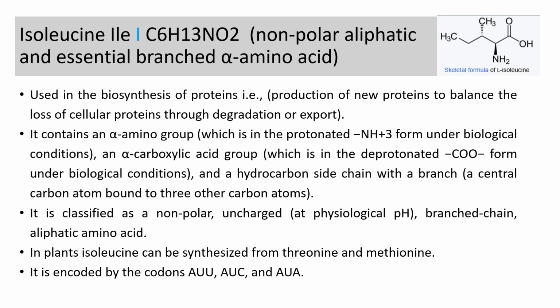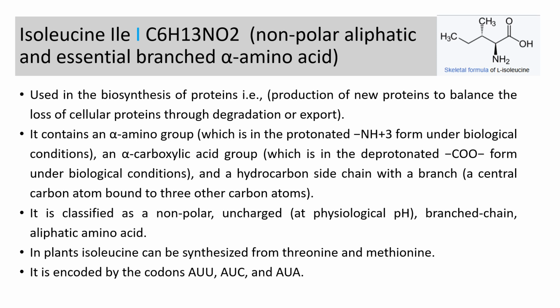What is isoleucine? Isoleucine, molecular formula C6H13NO2, is a non-polar aliphatic and essential branched alpha amino acid used in the biosynthesis of proteins, the production of new proteins to balance the loss of cellular proteins through degradation or export. All right, so it is very, very important. It contains an alpha amino group, which is protonated under biological conditions, an alpha carboxylic acid group, which is deprotonated, and a hydrocarbon side chain with a branch, a central carbon atom bound to three other carbon atoms. So you have to remember that it is bound to three carbon atoms.